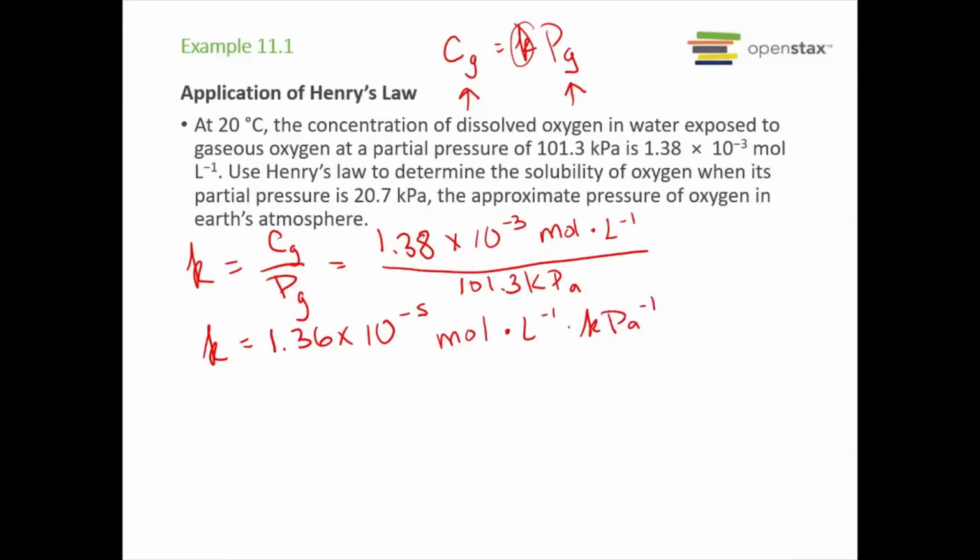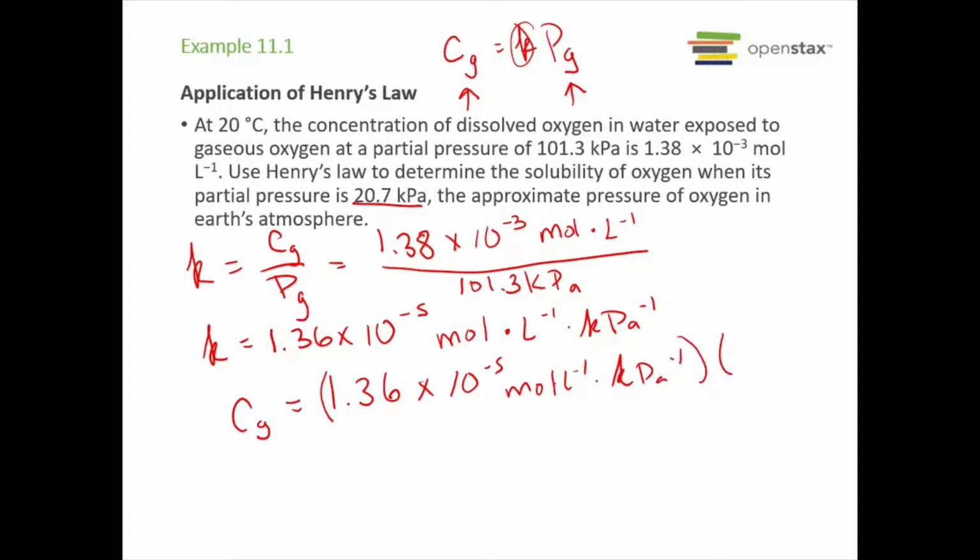So now we know K, and we know our pressure for the new system we're looking at. So now we can find the solubility of oxygen. So we need Cg. It's equal to K times Pg. Since we have K now, we have 1.36 times 10 to the negative fifth mole inverse liter inverse kilopascals times our pressure, 20.7 kilopascals. So we can see those cancel, and we're left with moles per liter.